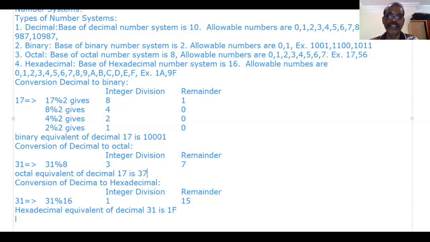Now I will write the same program once again to explain clearly how to convert decimal to binary, decimal to octal, decimal to hexadecimal.